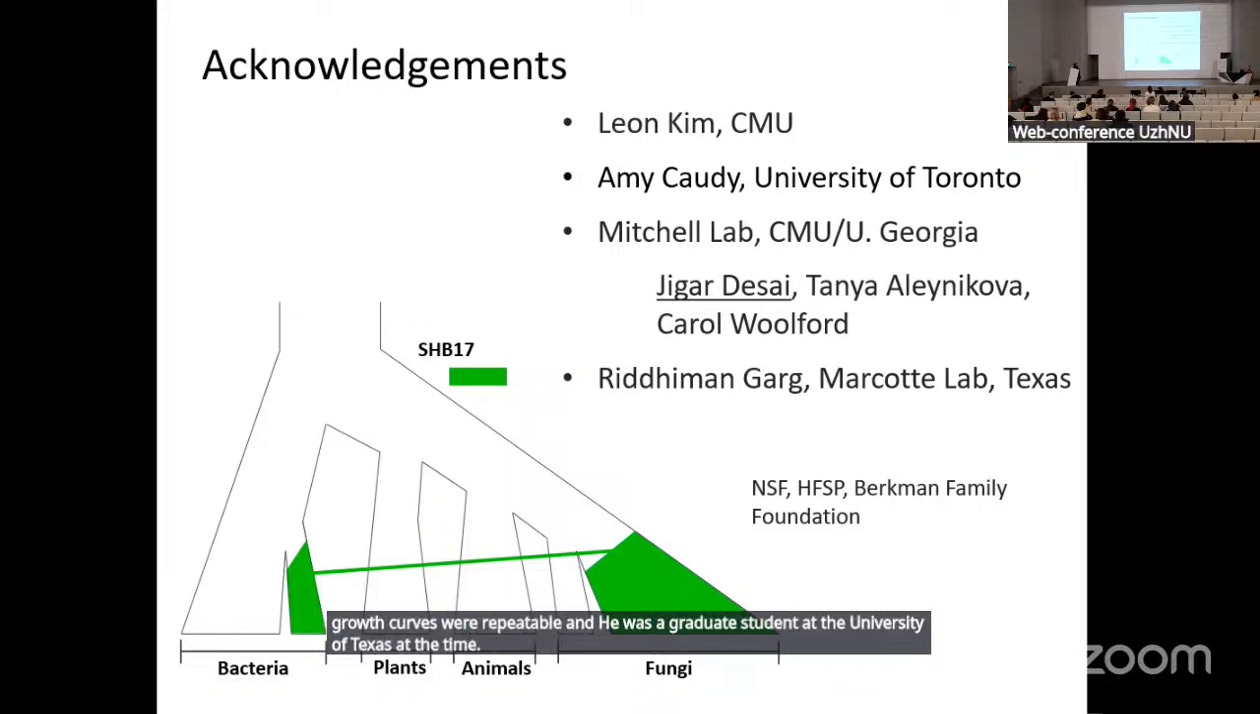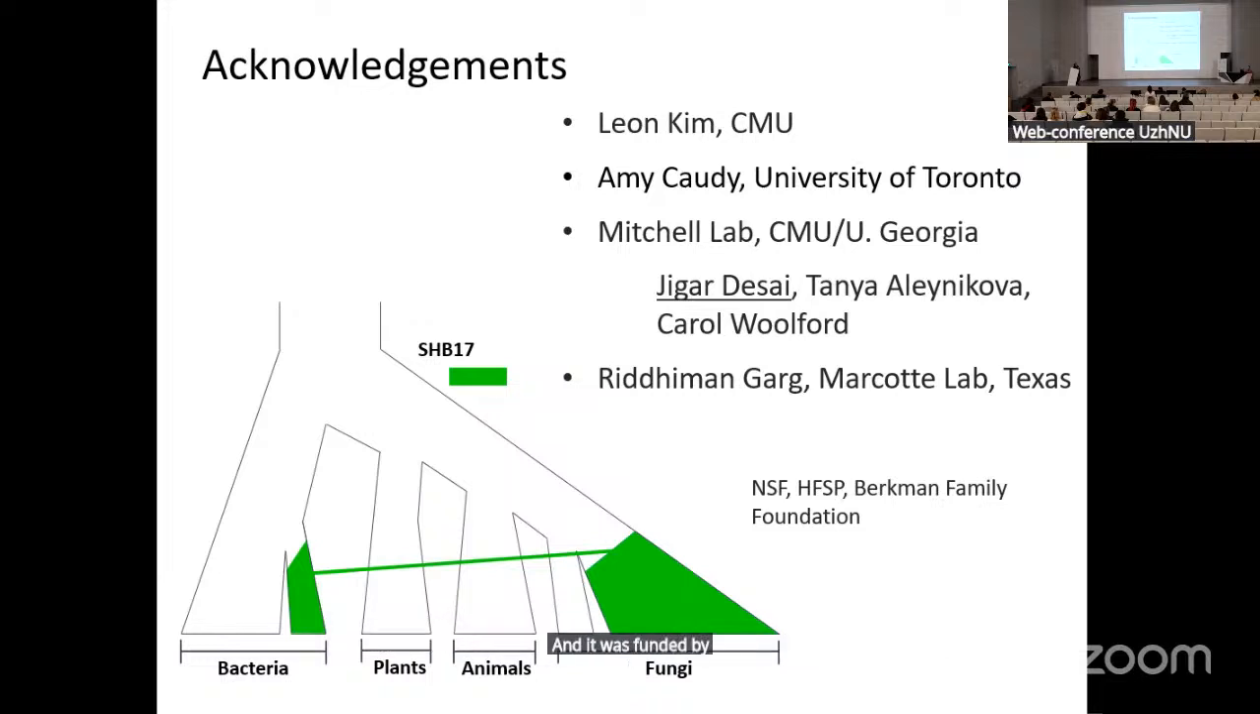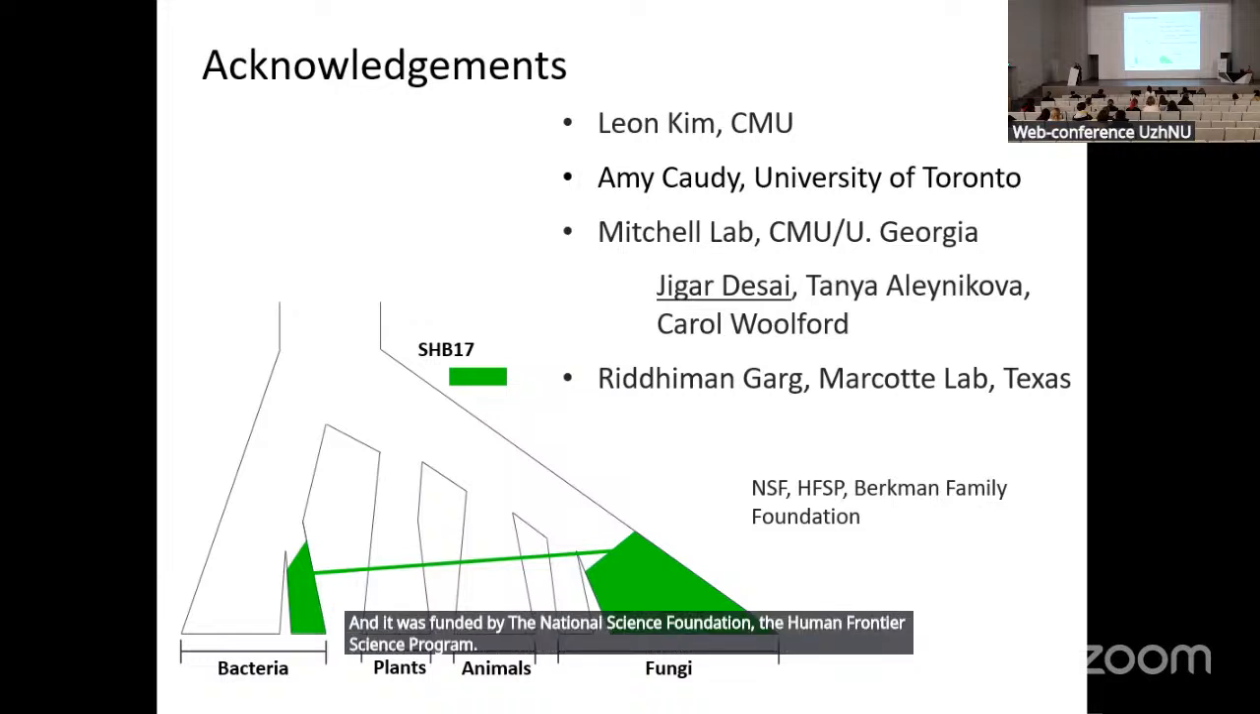And it was funded by the National Science Foundation, the Human Frontier Science Program, and a family, the Berkman family in Pittsburgh, who comes up with small grants for people who want to try risky things.